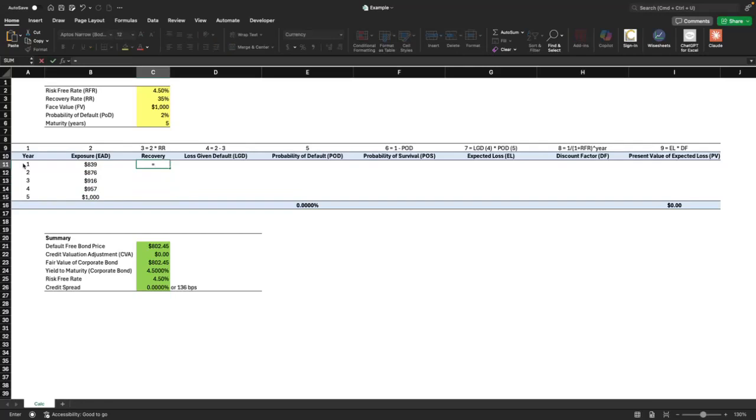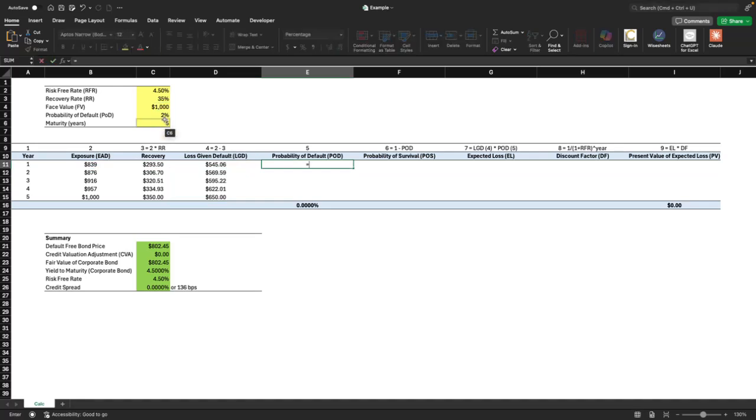Your recovery at the end of year 1 is simply your exposure times your recovery rate, which is 35%. And I'm going to double quote it. Loss given default, if it defaults, so the loss is simply your exposure minus recovery. Alright, here's where conditional probabilities come into the picture.